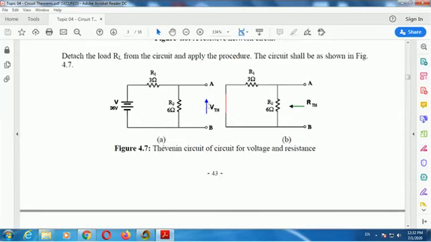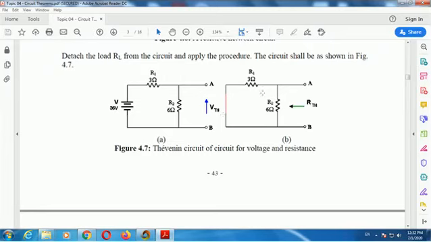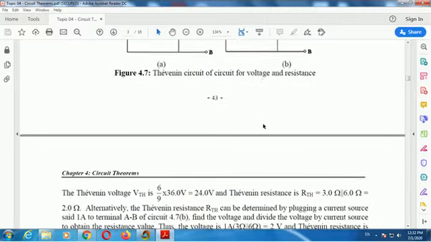Look at here also for RTH. Take this voltage source out and short it. So we got these two in parallel. 3 parallel 6 is what? 3 parallel 6 is 2 ohm.